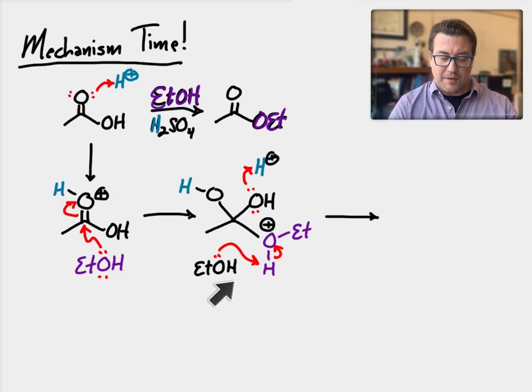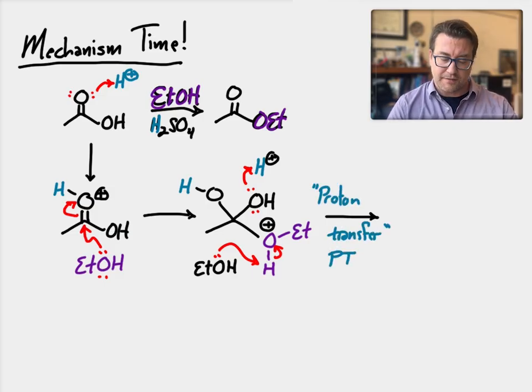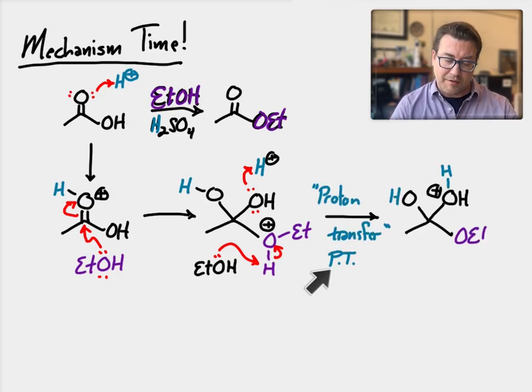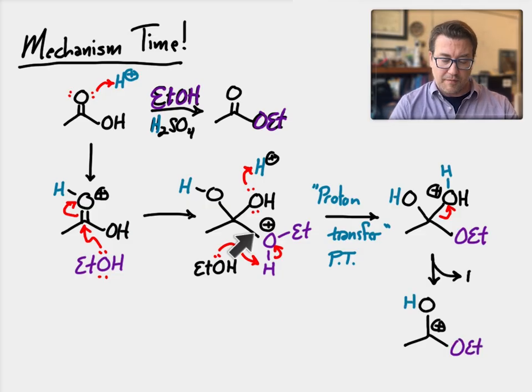So right now, the ethanol that added in needs to lose its proton, so we can have solvent, in this case ethanol, remove the proton, and we can also now have one of these two oxygen atoms get protonated from the acid in solution. We refer to this kind of process as a proton transfer, and I'm okay with you simply writing PT to go from this type of structure to this structure.